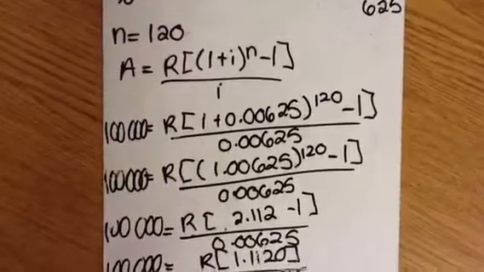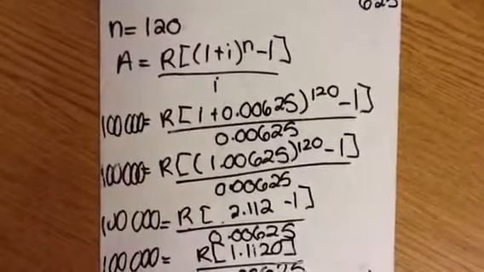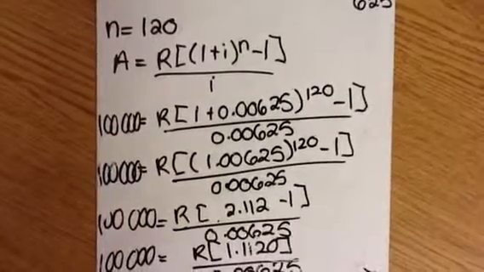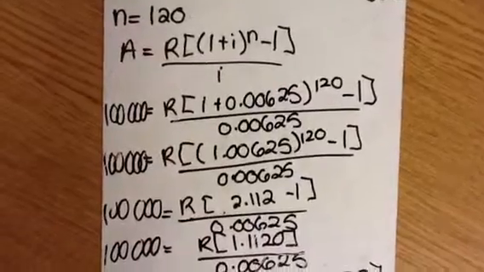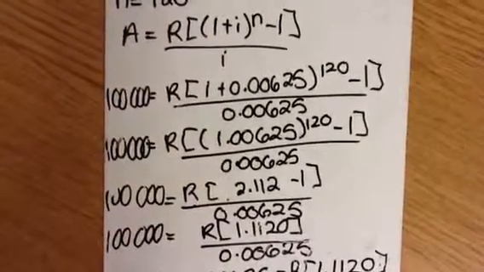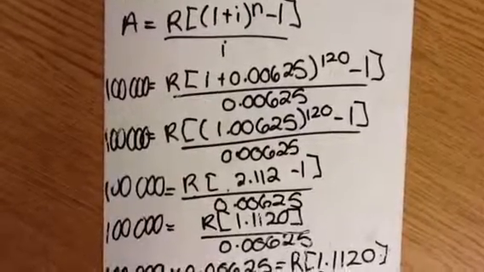We use the formula which is A equals R bracket 1 plus I bracket to the exponent of N take away 1 bracket all divided by I, which would be 100,000 equals R bracket 1 plus 0.00625 bracket to the exponent of 120 take away 1 bracket all divided by 0.00625.